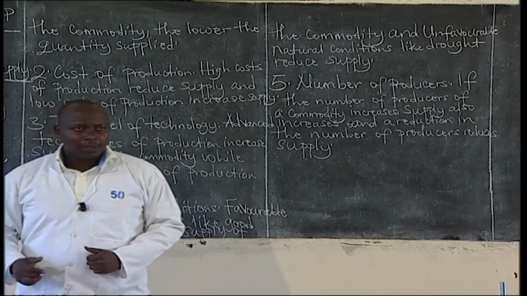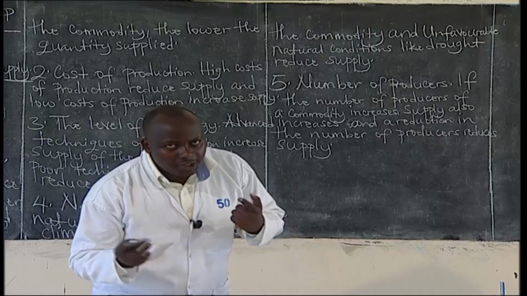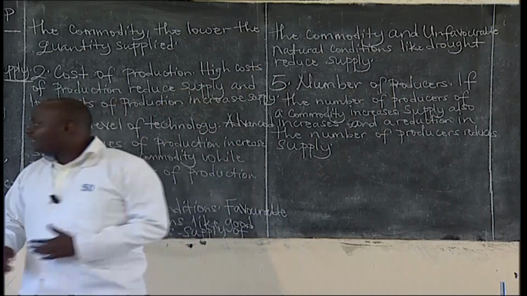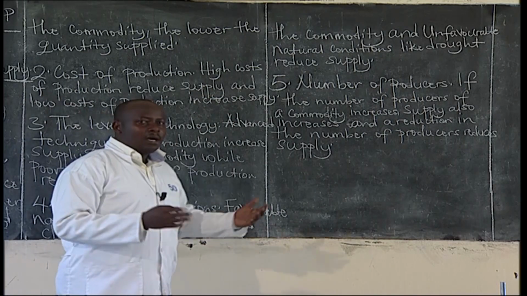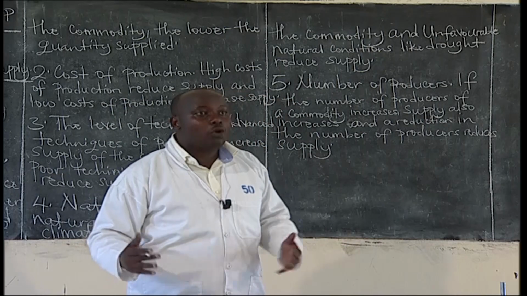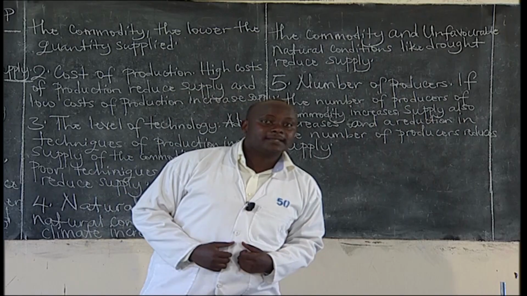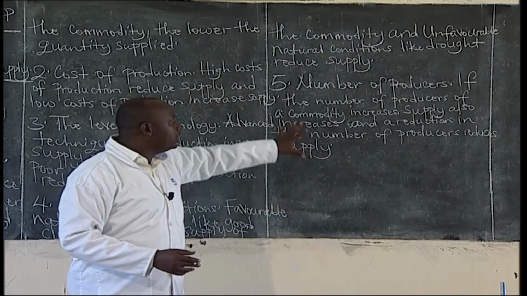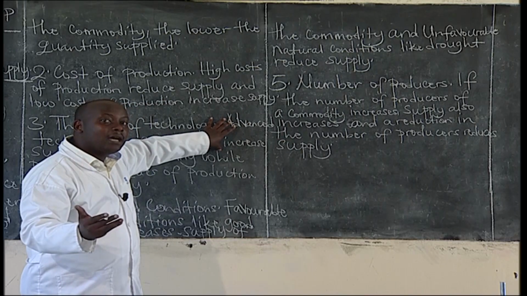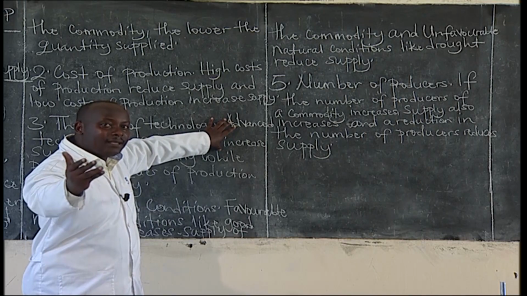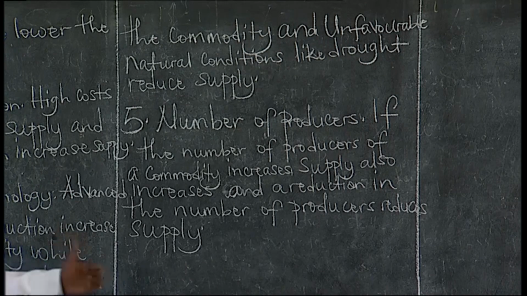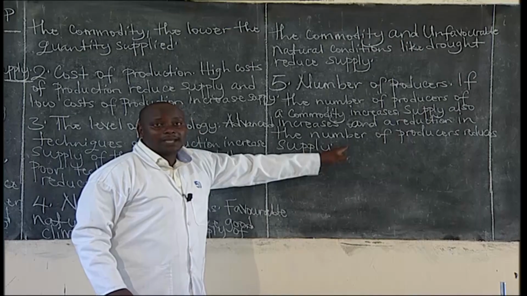An example. Now, let's compare two commodities, beans and rice. There are many producers who are producing beans. If there are like 100 producers producing beans, and those who are producing rice are only 20, where will the supply be high, learners? The supply will be high on beans because there are many producers. If there are 100, all of them will produce and bring to the market, which will increase supply. But when the number is reducing, the quantity supplied will be low.